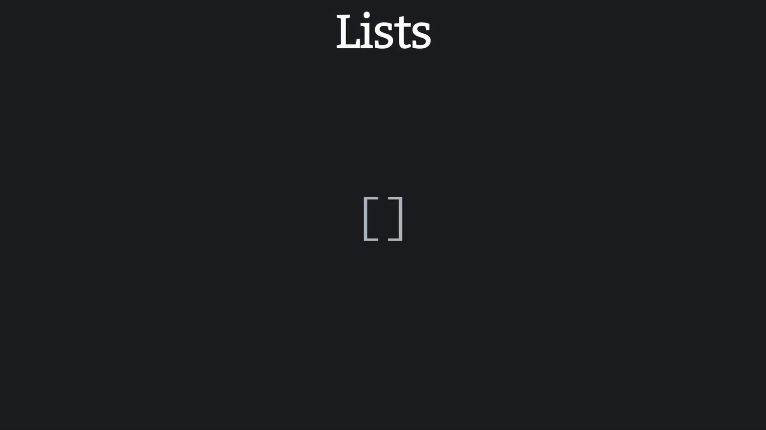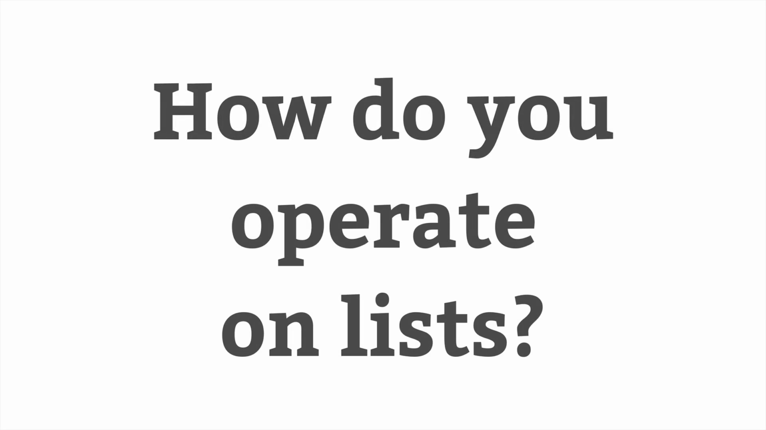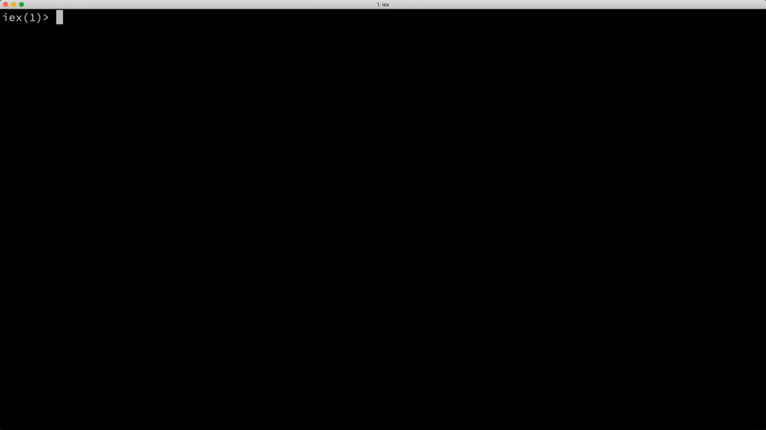In the last video, I showed you how to create a list in Elixir, but now the question is, how do you operate on lists? For example, how do you actually add something to a list by prepending or appending items to the list? Let's take a look. I'll create a variable named counts, and I'll bind it to a list with three numbers, 5, 8, and 6.